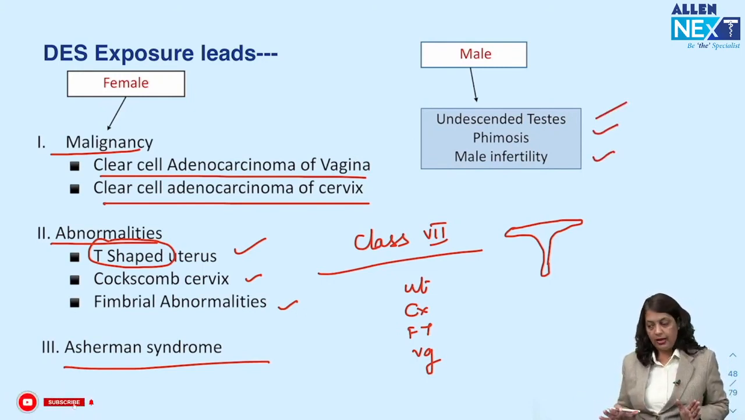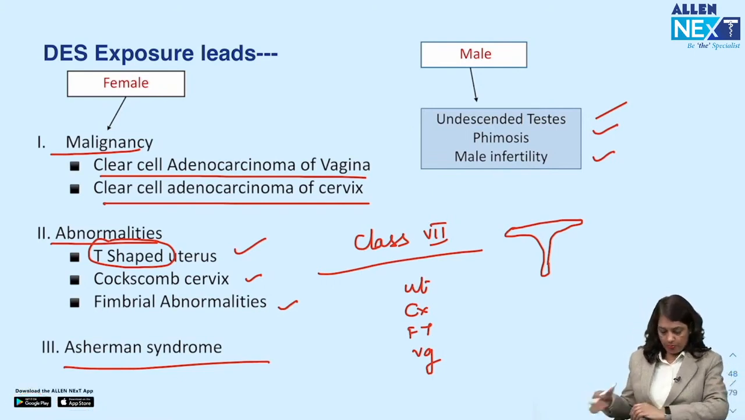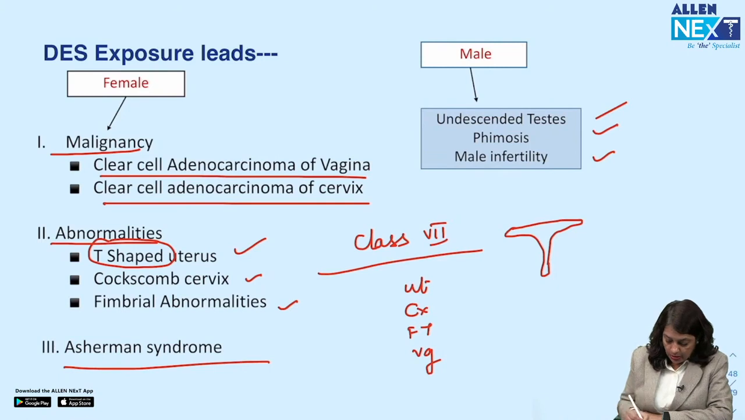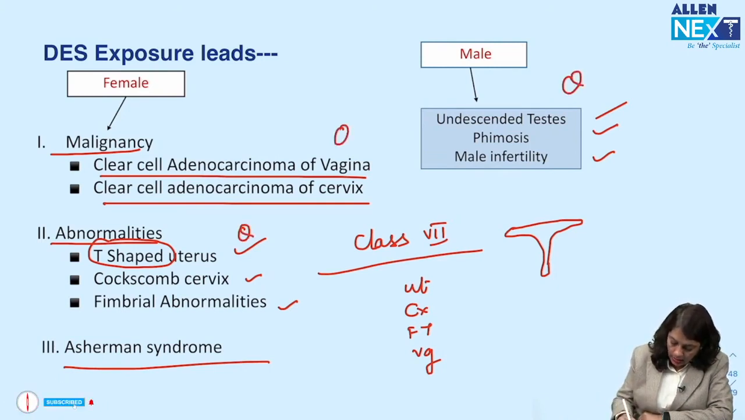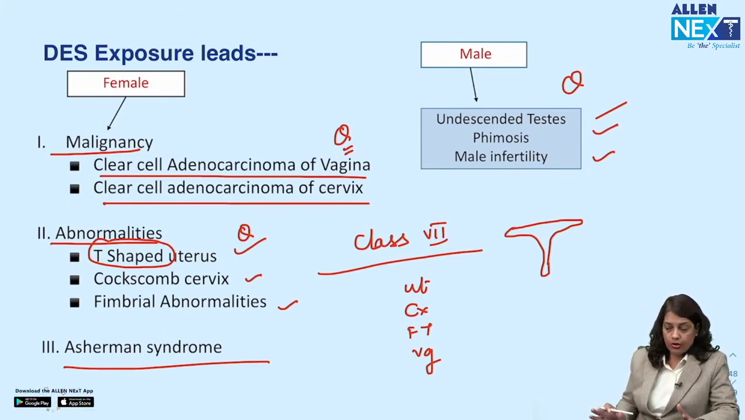So this drug is no longer in use and its use has been stopped because of all these problems. So questions have been asked on T-shaped uterus, and on the male problems and the malignancies. Asherman syndrome, hardly any question has been asked in your exam.